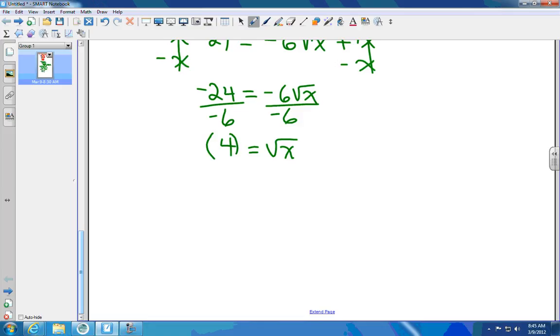Square both sides. What do we get? 16 equals x. Only 2 of those, right? Now what? I gotta check that. No, you're... Are you kidding me? In the original. Oh.